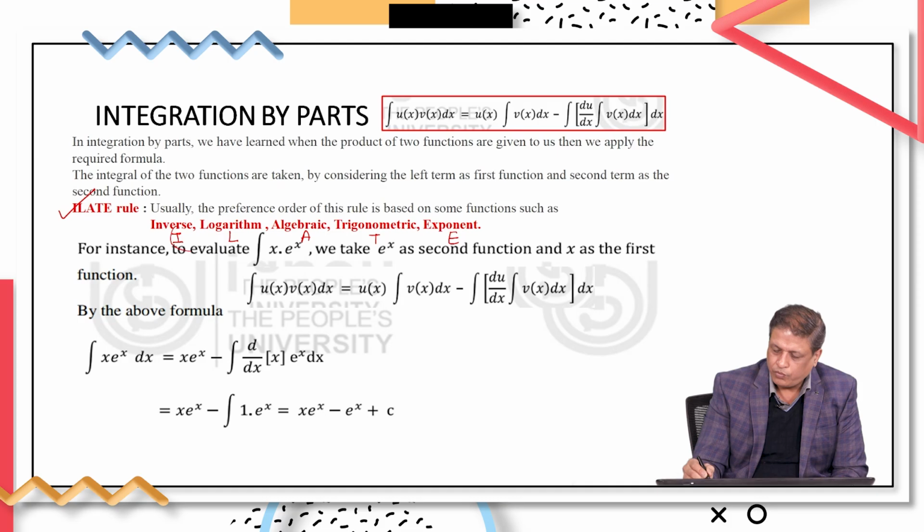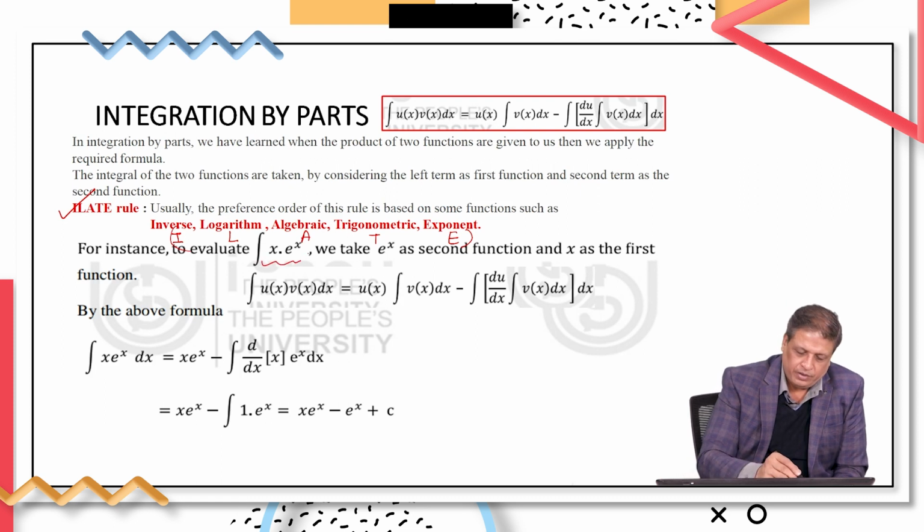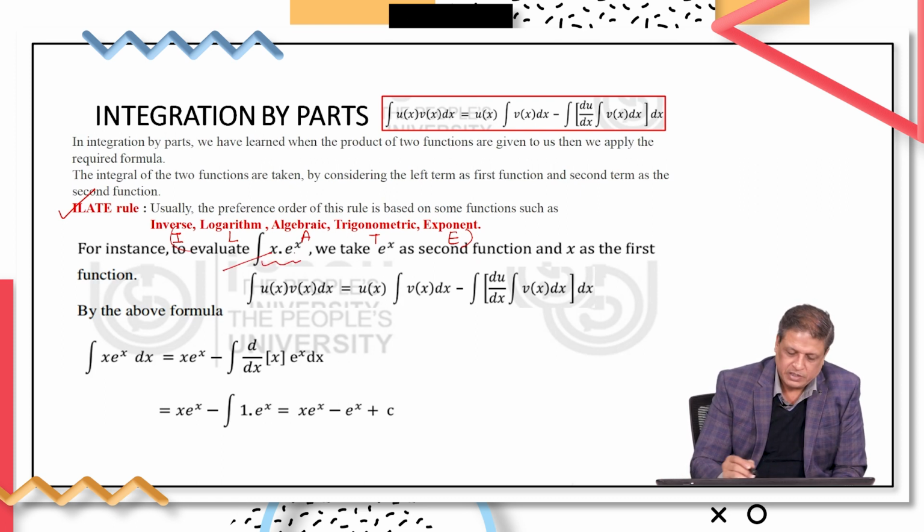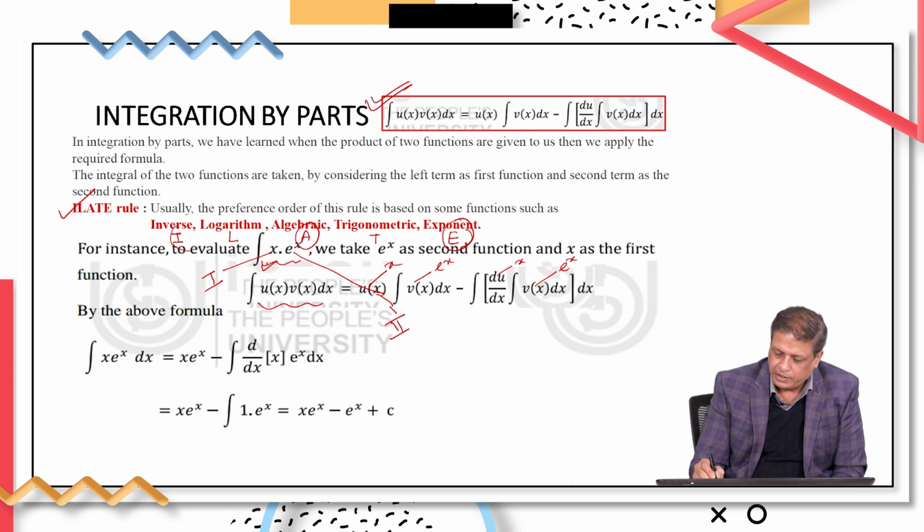So, we are supposed to follow integration by parts by applying this formula, wherein this integral x into e to the power x dx will be transformed: first function, that is x, into integral of second function. The integral of e to the power x is e to the power x only, minus integral of derivative of first function. So, derivative of x is to be found, into integral of second function, which is e to the power x. So, you got the expression: integral of x into e to the power x dx can be rewritten as x into e to the power x minus integral of d/dx of x into e to the power x dx.